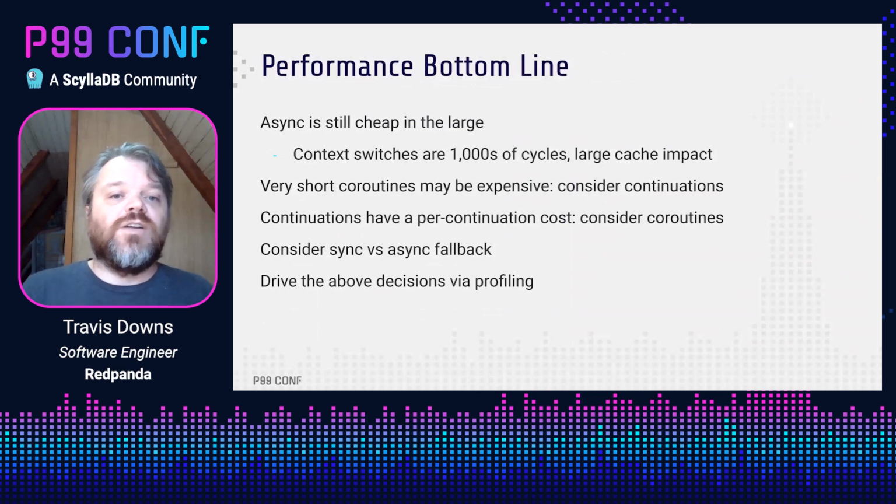So just know that very short coroutines may be expensive. If you're calling coroutines very frequently and they're doing very little work, you might try to rewrite those leaf methods as continuations. On the flip side, continuations have a per-continuation cost. If you have an async method that has a loop in it, consider coroutines because they pay this upfront cost, and then the looping is relatively efficient. Finally, in the most important cases, consider sync versus async fallback, and you should drive the above decisions via profiling. Don't apply these by default. Apply them in your known hotspots.